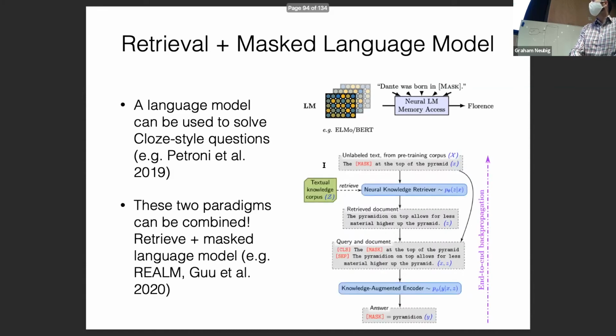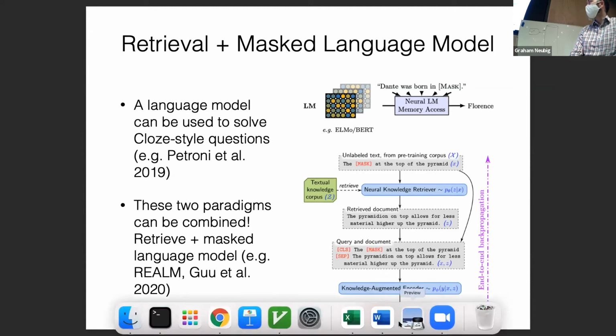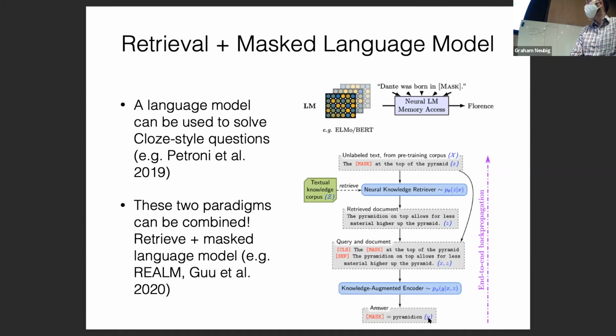So what REALM does is it formulates these masked language modeling tasks as masked language modeling plus retrieval. They have this neural knowledge retriever that retrieves a document, and then they have the query concatenated with the document and do masked language modeling over that to predict the final answer down here. This allows you to much more accurately solve cloze-style tasks.